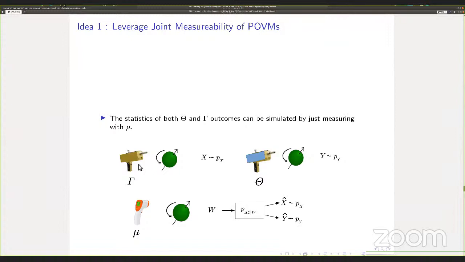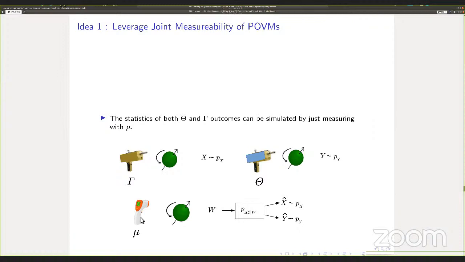What does that mean? There is a measurement mu whose output I can post-process classically to get x and y that are faithful to my earlier distributions px and py. So I can just run this measurement mu on my particle. It gives me a random variable w, and I can pass that through a classical channel and get outcomes that are faithful to what I would have got if I had just done gamma or theta. This is the notion of joint measurability.